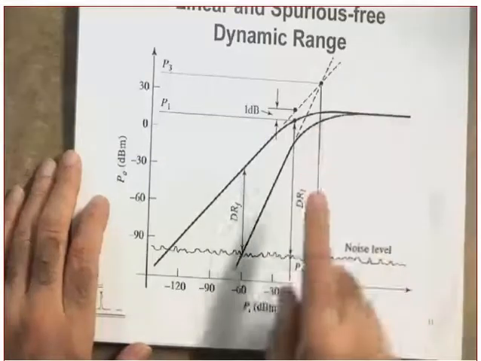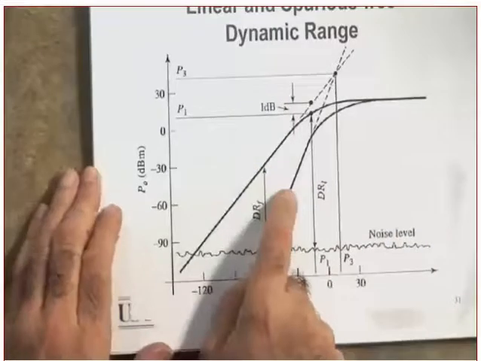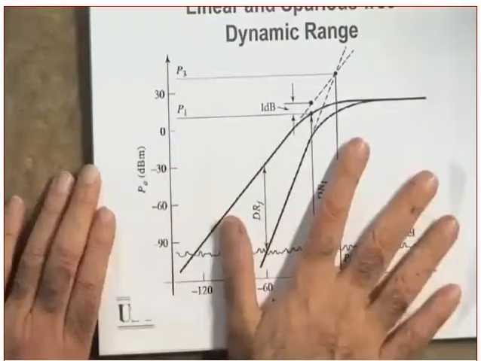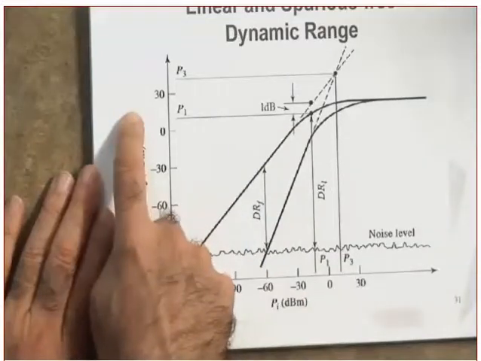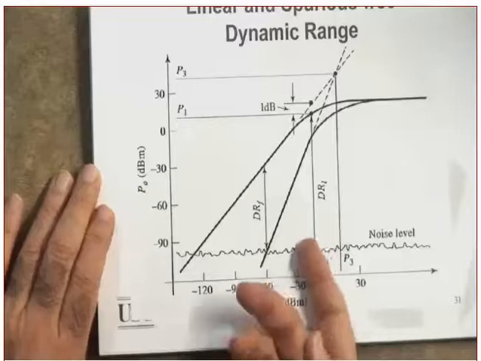Are you following me or not? Okay, and we will see why the slope of this one is 3 times that of this one. We'll see that. But first of all, I need you to understand that this is in decibels. Everything is in decibels. So this one is in dBm, which is power, output power. This is input power. Did you get this or not?